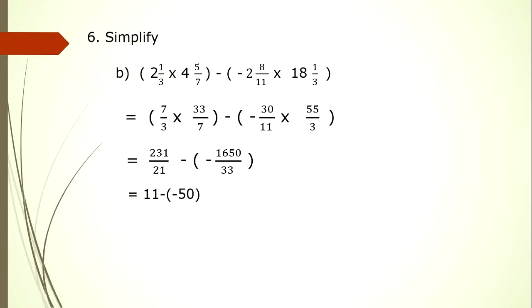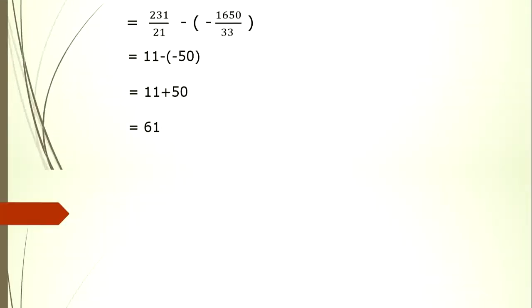Now on simplifying 231/21 we get 11, and 1650 divided by 33 gives us 50. So we got 11 minus of minus 50, which is of course 11 plus 50, which is nothing but 61.